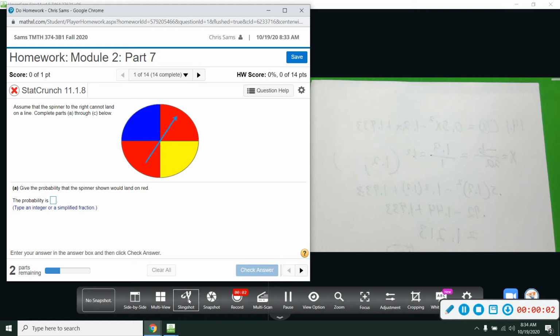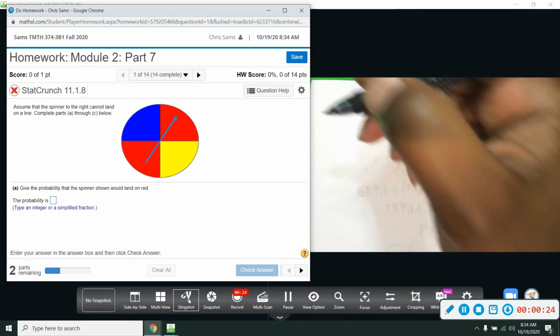All right, 2.7, number one, we're going to be looking at some probability. And we want to assume that the spinner on the right cannot land on a line. So it must land in the colored section. We're going to complete parts A, B, and C. All right, so it says first, give the probability that the spinner shown would land on red.